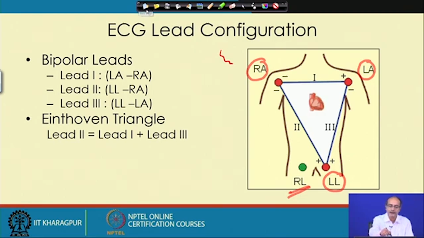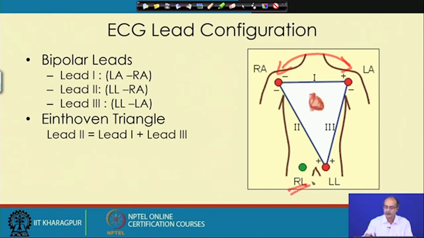Now, let us look at what lead 1 is. Lead 1 means that the connections are made between the left arm and right arm, and all the time the right leg is grounded, that is something permanent. That gives us a waveform, which we call the lead 1 configuration ECG.